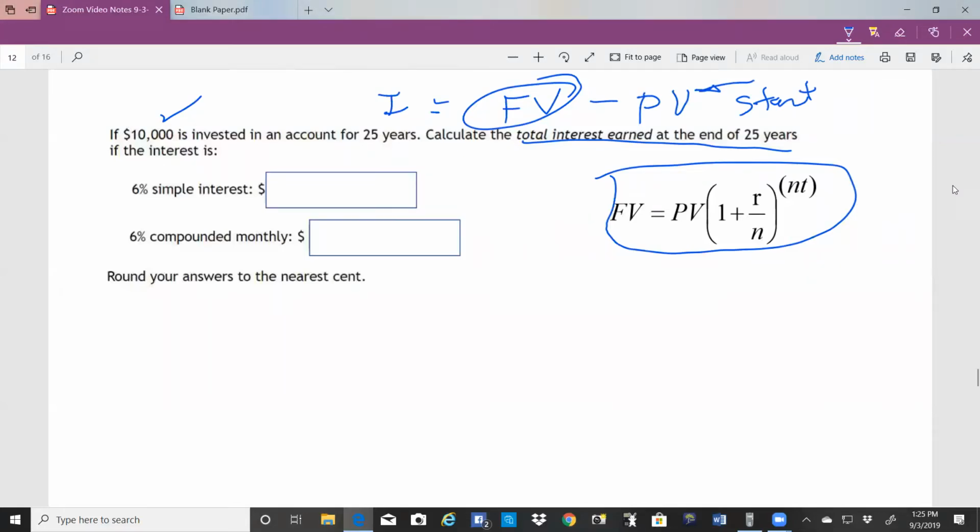So here, if it's simple interest, the interest is PRT. The principal is 10,000. The rate is 6% for 25 years. Just multiply that out and you get 15,000.